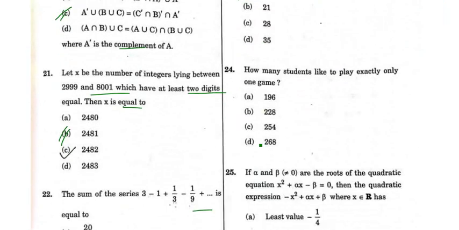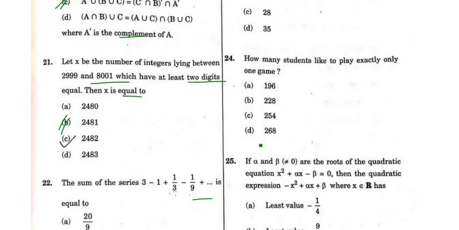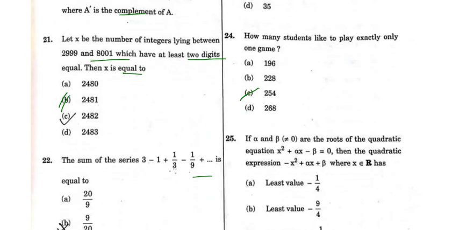How many students like to play exactly only one game? So here you have to find out the at least one game. So this is a bigger question. Anyway, I think if you have studied set, you can solve this question. So 254 is the right answer. C of 1 is the right one.